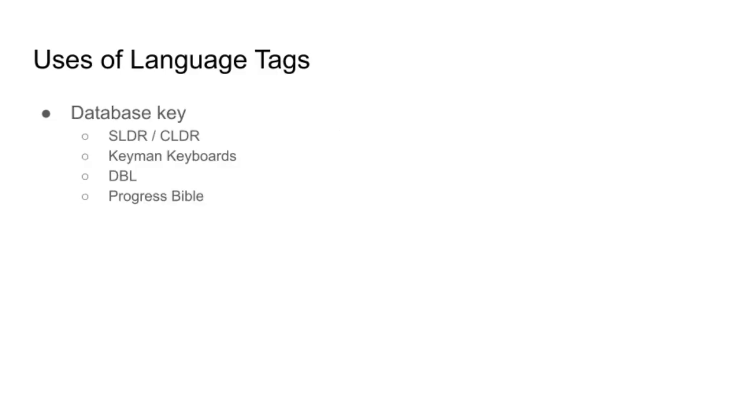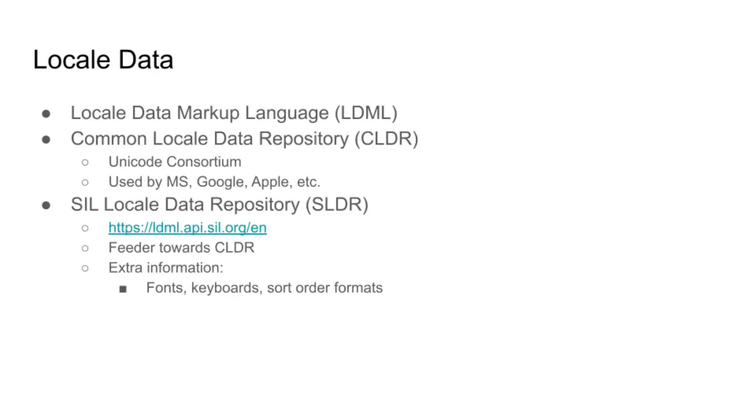Okay, so let's go back. What do we use these language tags for? What's all this pain about? Well, going back to our database key, you might receive a language tag. You then normalize it into the form that you want to keep for your database. You then look things up. Let's have a look at this SLDR, CLDR thing. Locale data. Now, we've heard about it already. Locale data markup language. Oh, sorry, you may have heard about it already if you went to the ICU session.